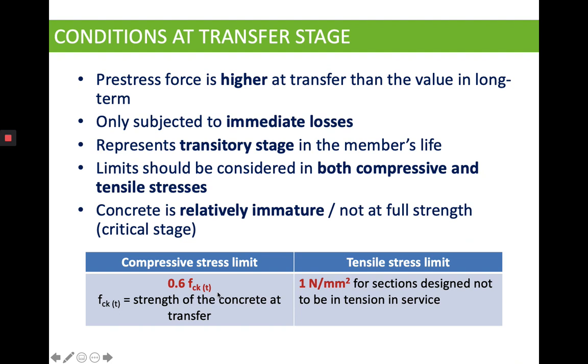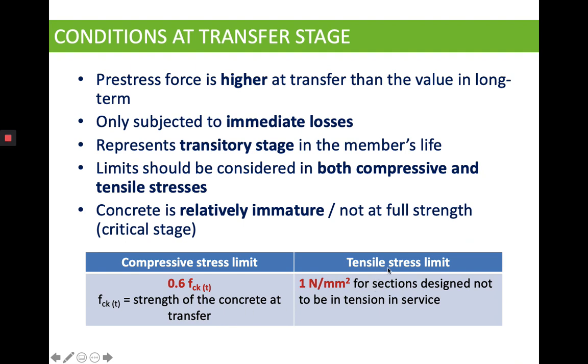For the compressive stress limit, which is given by the Eurocode 2, we know that it is limited to 0.6 fckt. So what is fckt? It is the strength of concrete at transfer. Usually for this part, we are going to consider that the strength of concrete has achieved approximately 60% of the concrete strength.